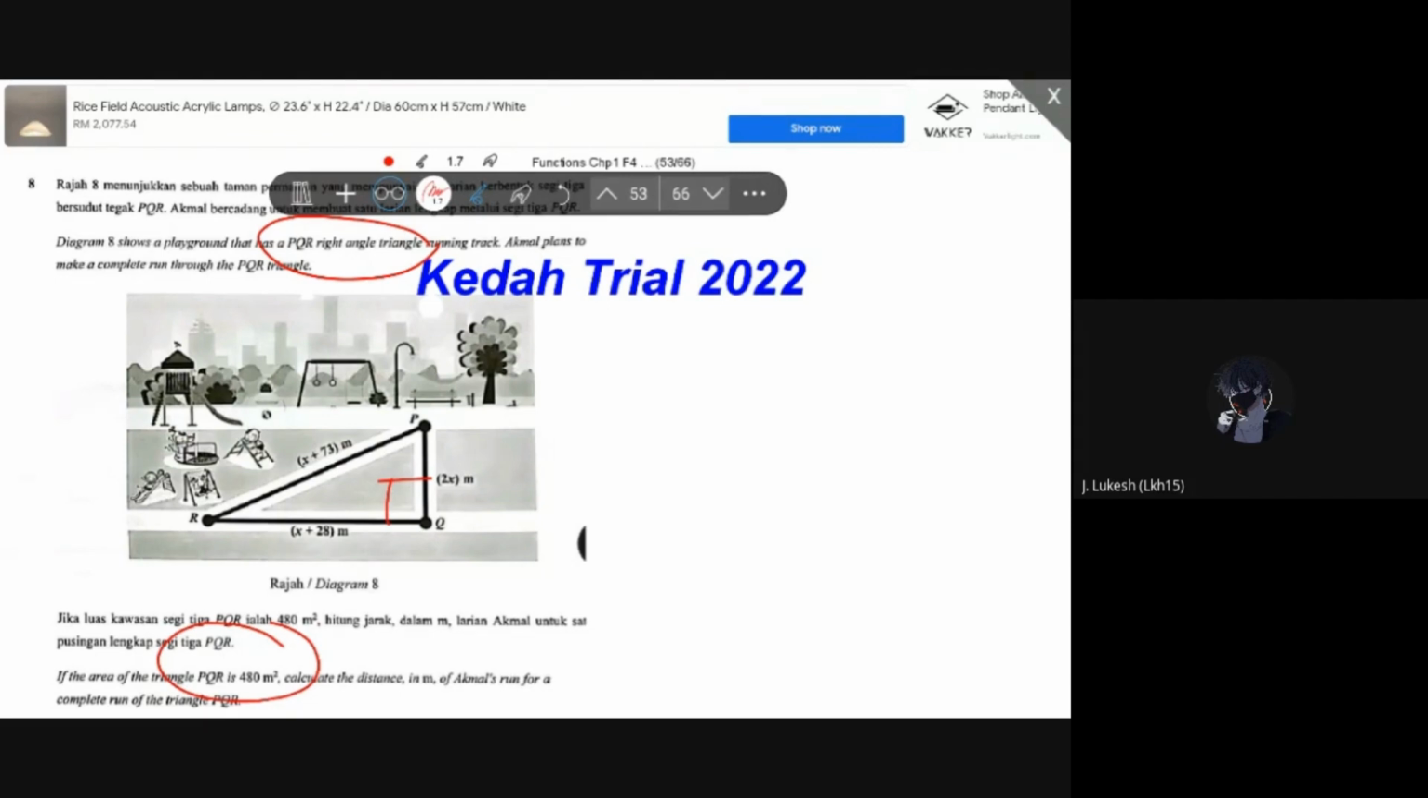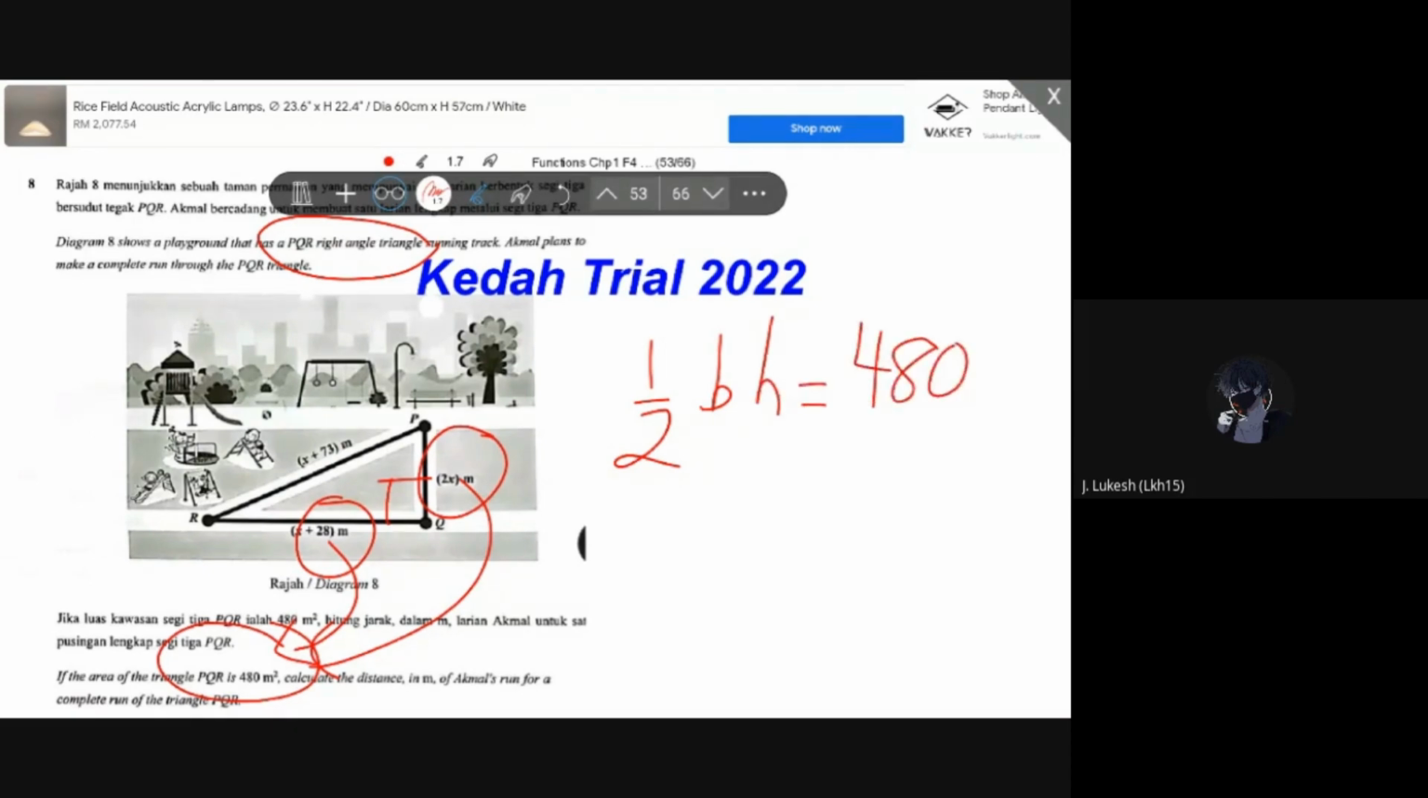Okay, macam mana kamu nak ungkapkan sisi-sisi segitiga ini ke dalam luas yang diberi? How do you express the sides of the triangle to the area given? What is the formula we use? Apa formula dia? Half times tinggi. Very good, Jason. Correct. Half base times height. Yes, very good. So, half base times height equals 480. So, kamu dah dapat persamaan dah.